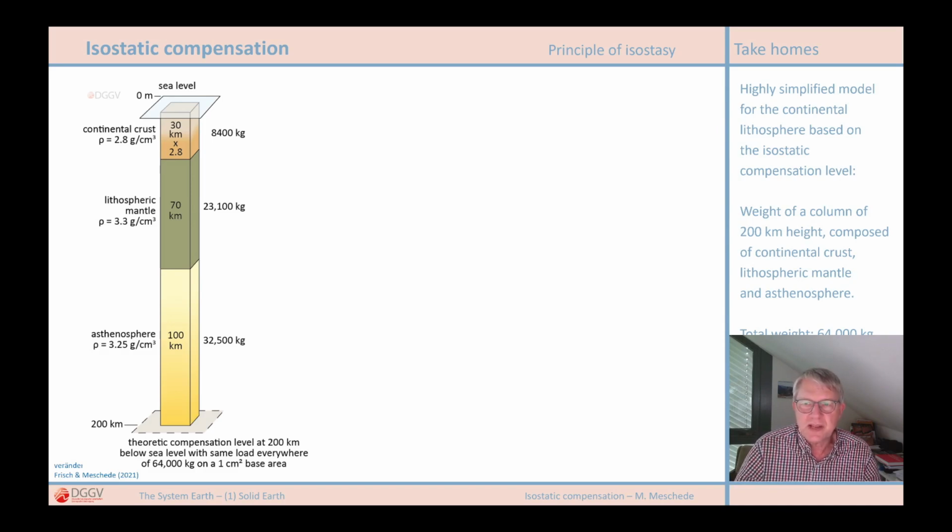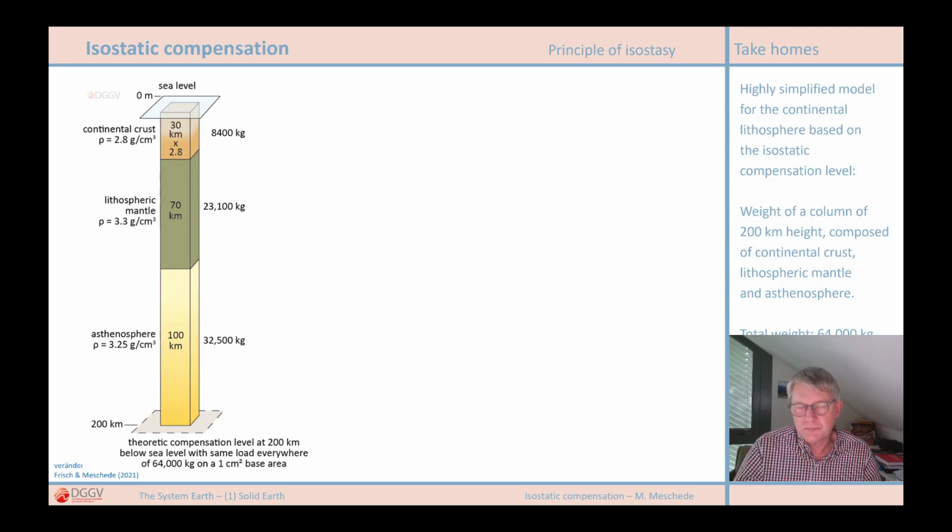According to the respective densities, I calculated how much the individual column parts weigh. Here it says 30 kilometers, which then has to be multiplied by the density, in this case 2.8 gram per cubic centimeter, which means a weight of 8,400 kilogram for the column with continental crust. The lithospheric mantle column weighs 23,100 kilogram, and the asthenosphere column weighs 32,500 kilogram. Together, this results in a total weight of 64,000 kilogram.